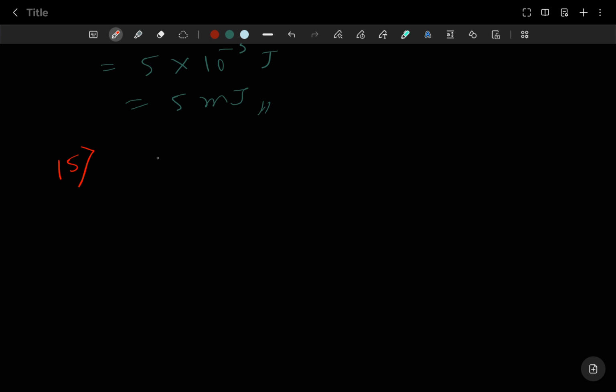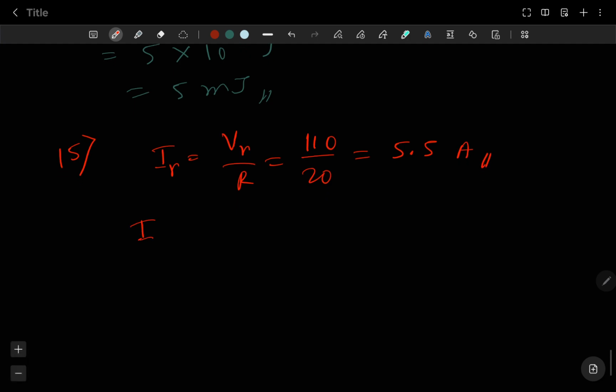It's simple, resistance is connected, so IR will be VR by R, very easy, so 110 by 20, so it will be 5.5 ampere. So I0 will be IR into root 2, so 5.5 into 1.4, so it's 7.7 ampere.